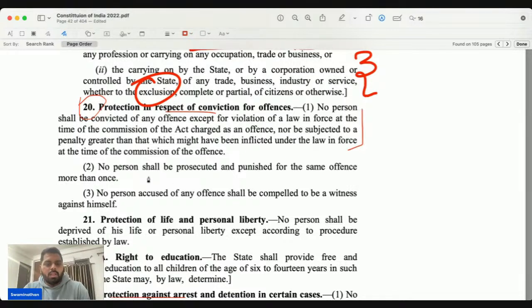Right? Third is no person accused of any offense shall be compelled to be a witness against themselves. That is what? Right against self incrimination. No person can be compelled to give witness or evidence against themselves. So these are the protections given to us under Article 20. This is protection in respect of certain conviction.